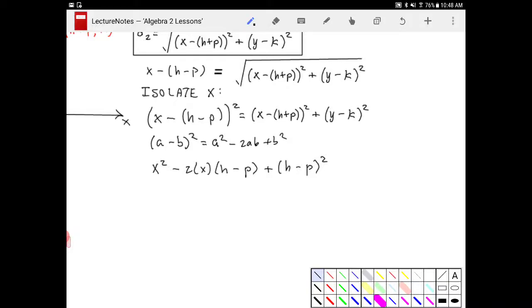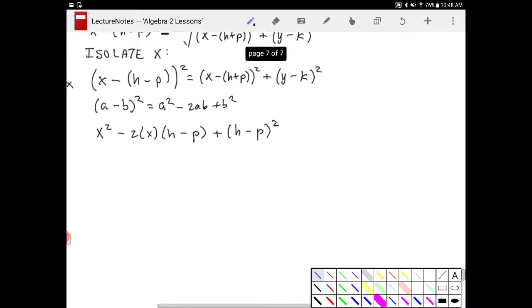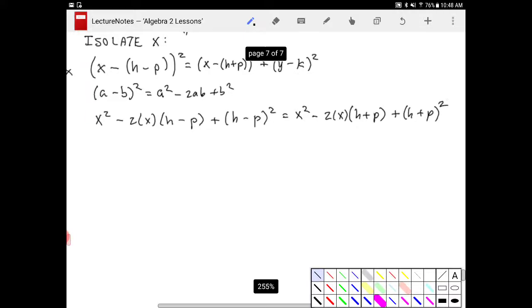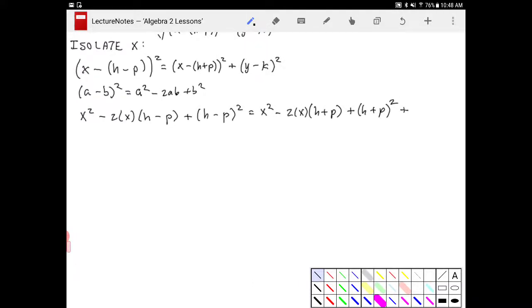Pause the video for a moment to see if you can confirm your understanding. That is the natural transition from that step to the last step here. We're going to apply it very similarly to the other side. What we'll end up with is x squared minus 2 times x times (h plus p), and then plus (h plus p) quantity squared. And don't forget that other plus (y minus k) quantity squared there.